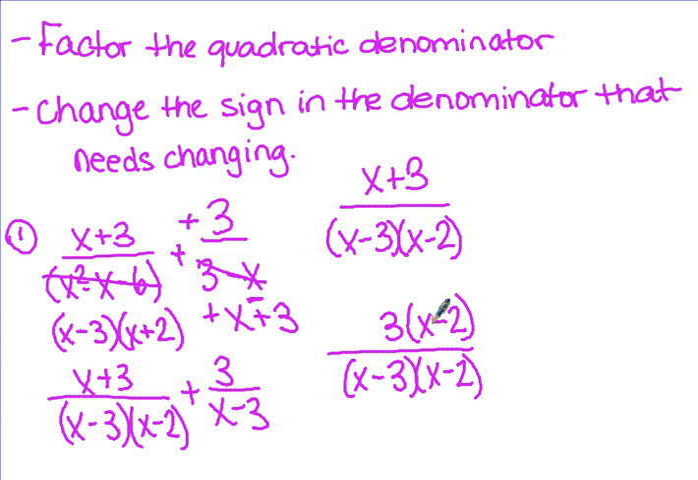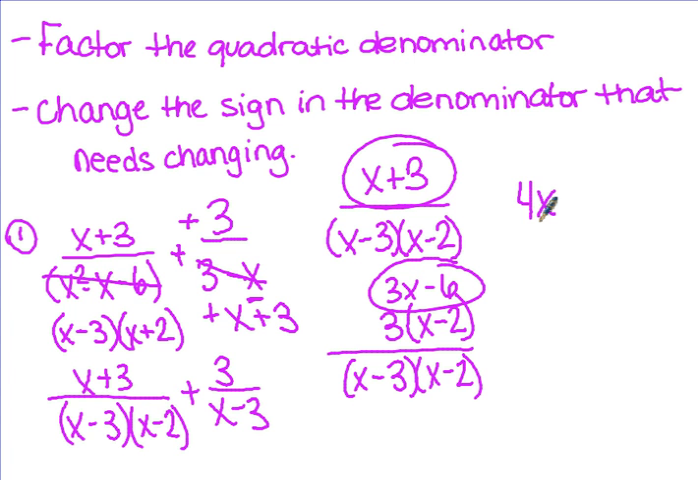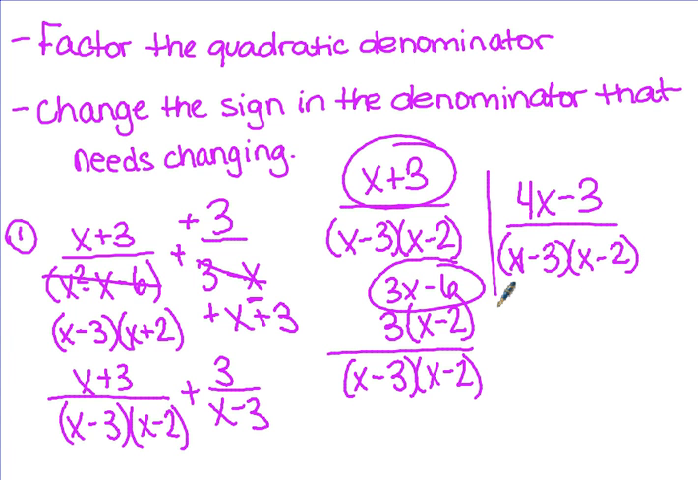If I distribute this out, I get 3x minus 6, and I'm going to combine terms here and here. x plus 3x gives me 4x, 3 minus 6 gives me minus 3, and it's all over the denominator, x minus 3 times x minus 2. And that is the final answer. So again, we're just combining steps.